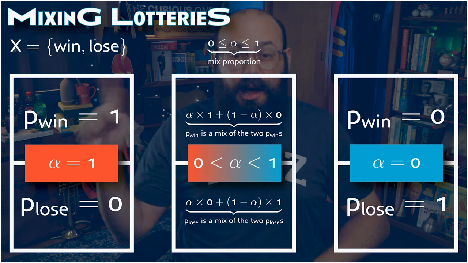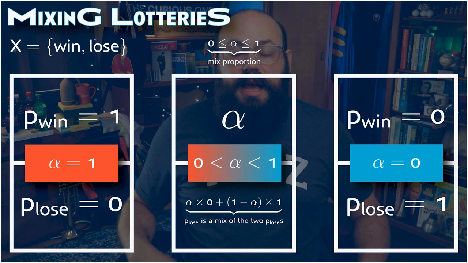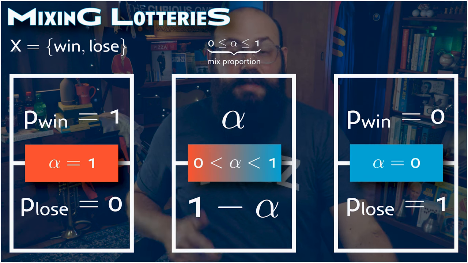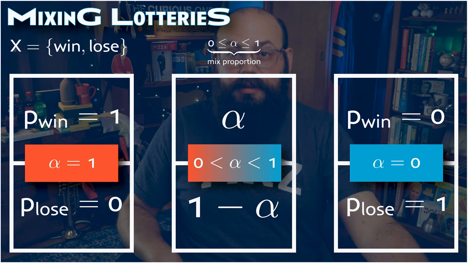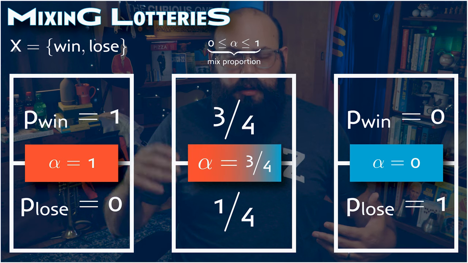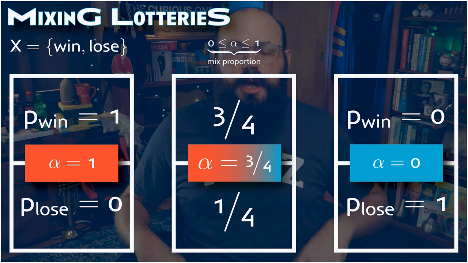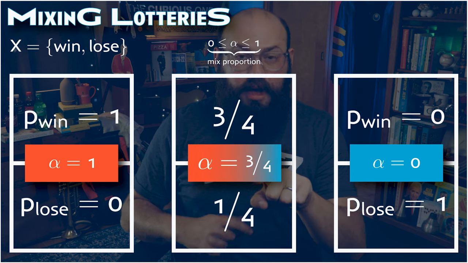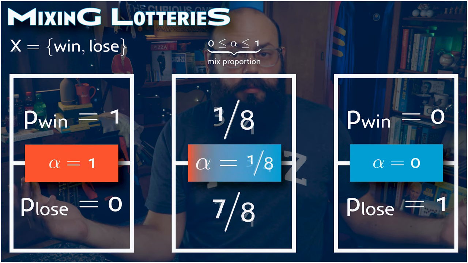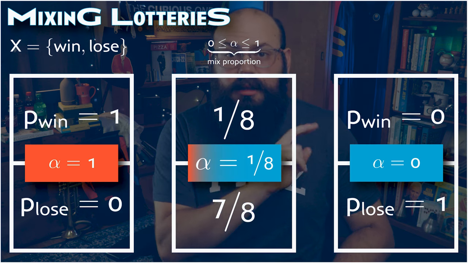So in this example, it would be alpha times 1 plus 1 minus alpha times 0, which is alpha. And likewise in the second row, it's going to be alpha times 0 plus 1 minus alpha times 1, which is 1 minus alpha. And that's a lottery because alpha is a number between 0 and 1, and alpha plus 1 minus alpha equals 1. So for example, if alpha equals 3/4, that means that I'm taking 3/4 of my stuff from this column, and I'm taking 1/4 of my stuff from this column. So I wind up with 3/4, 1/4, okay? It's more similar to the first lottery than it is to the second because alpha was greater than 1/2. Conversely, if alpha was 1/8, then I would have 1/8, 7/8. That lottery is more similar to the second lottery than it is to the first.